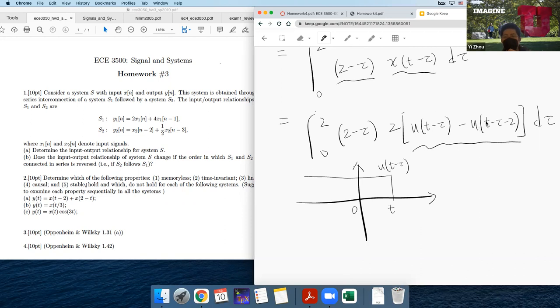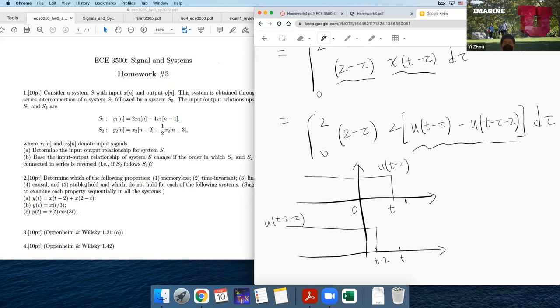This is u(t minus 2 minus tau). So here, comparing with this one, I can treat this as t being replaced by t minus 2. Everything else is the same. So t minus 2 is on the left of t, right? So this is t minus 2. And so this is u(t minus 2 minus tau).